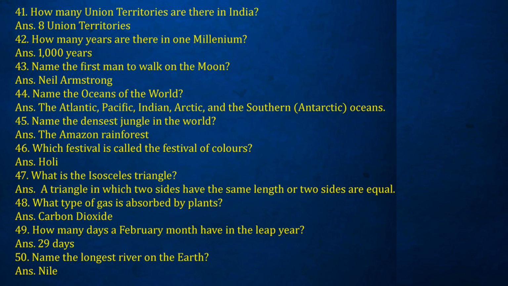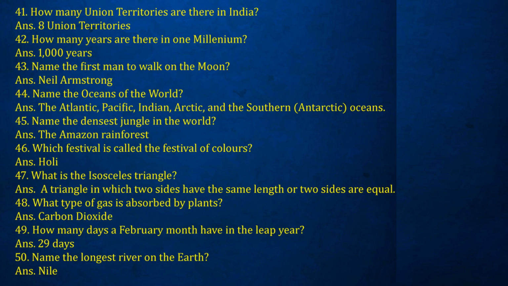42. How many years are there in 1 millennium? Ans. 1,000 years. 43. Name the first man to walk on the moon. Ans. Neil Armstrong. 44. Name the oceans of the world. Ans. The Atlantic, Pacific, Indian, Arctic, and the Southern Oceans.